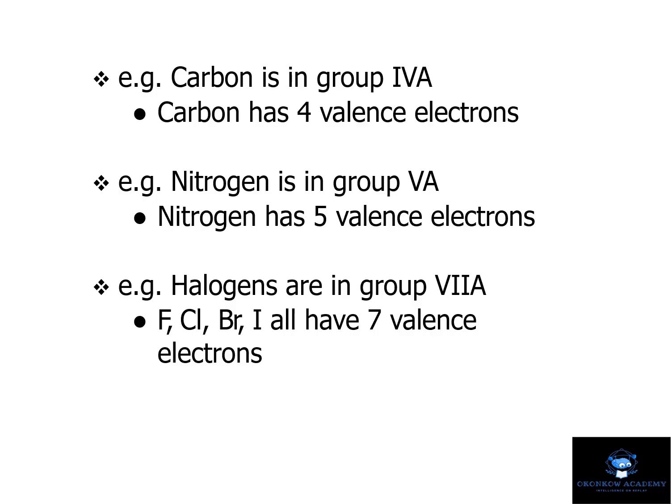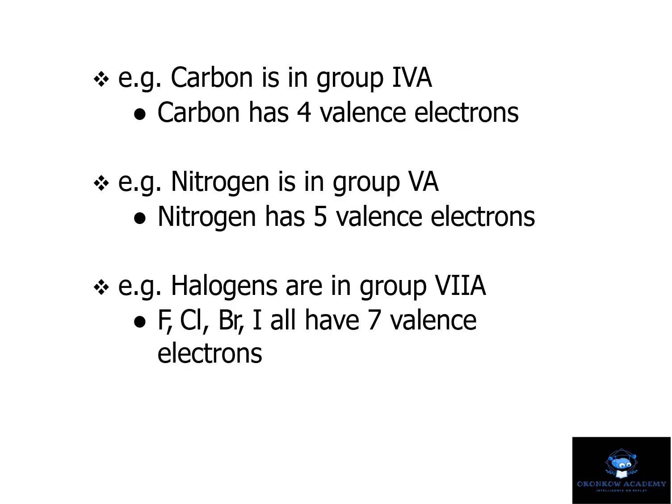Let's apply this. Carbon is in group IVA, so it has 4 valence electrons. Nitrogen is in group VA, giving it 5 valence electrons, and the halogens fluorine, chlorine, bromine, and iodine are all in group VIIA, so they each have 7 valence electrons. You will use these numbers constantly when drawing structures, so commit them to memory.